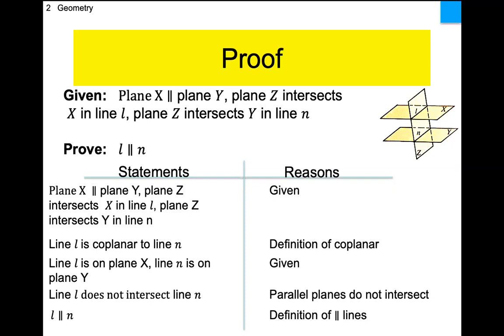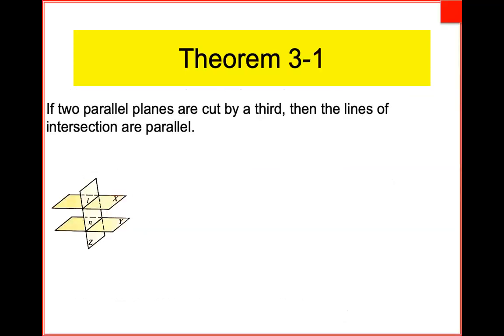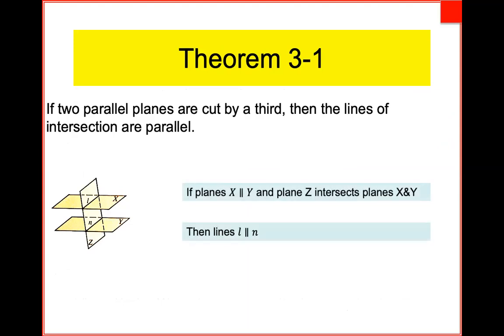So remember, the if part is always true. If plane X is parallel to plane Y, that's the starting point. All right, so let's write this one down. This is Theorem 3.1, and it says this: if two parallel planes are cut by a third plane, then the lines of intersection, because remember, planes intersect at lines, then the lines of intersection are parallel. Will we use this one occasionally? Probably two or three times in the whole book.